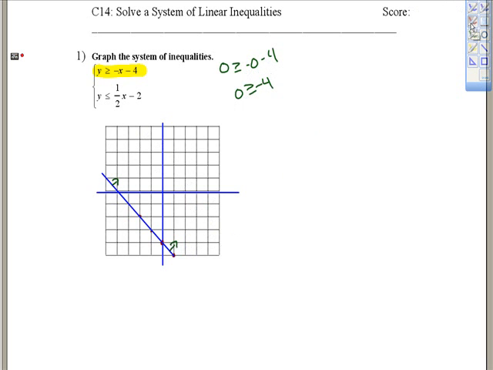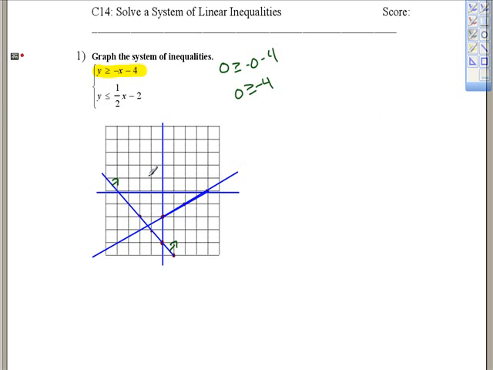Off to the next line. It's also an "or equal," so it's going to be a solid line. It has the intercept at negative 2, so I'm going to go down to negative 2 and put a dot. And then it has a slope of 1/2, so I'm going to rise 1 and run 2. I'll do that another time so I have another point to graph through. So that graph takes off through these points. Notice how it rises as we go from left to right because it's got a positive slope.